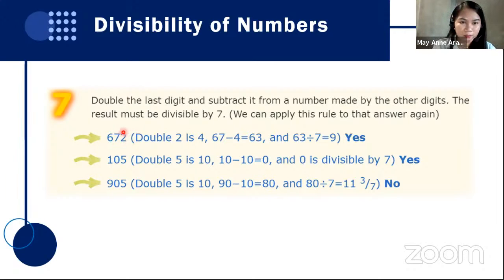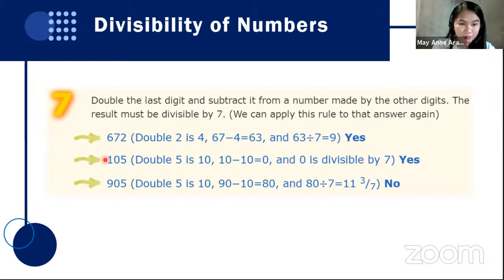Again, double the last digit. So the last digit here is 2. We have 2 times 2 is 4. Then subtract it from the number made by the other digits. So the number is 67. And 67 minus 4 is 63. We know that 63 is divisible by 7 because 63 divided by 7 is 9. Therefore, 672 is divisible by 7.